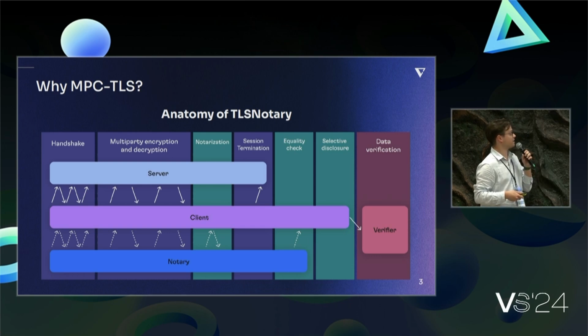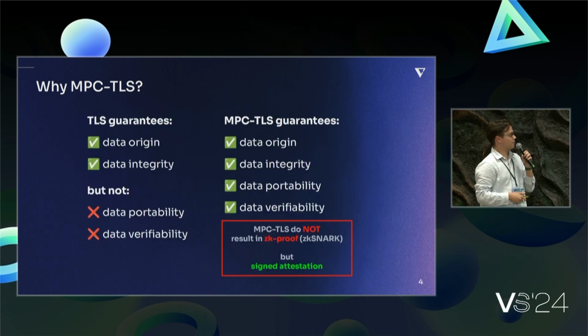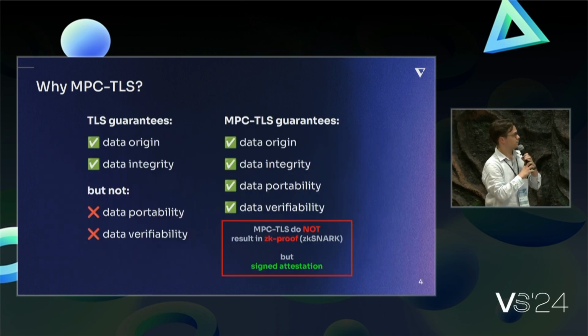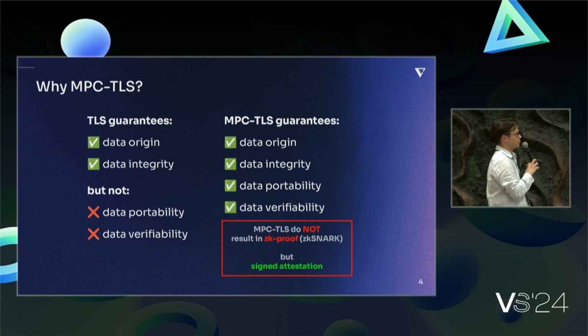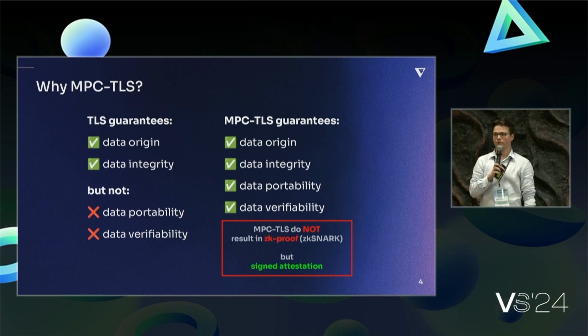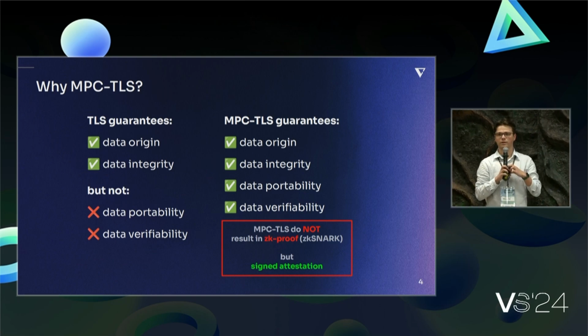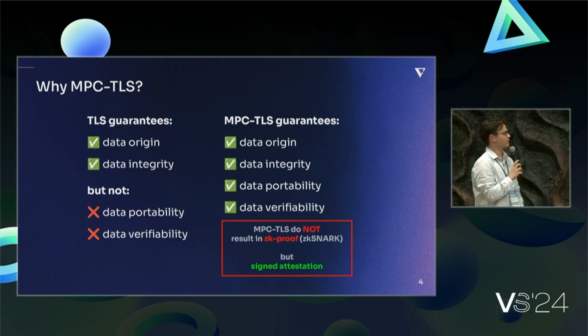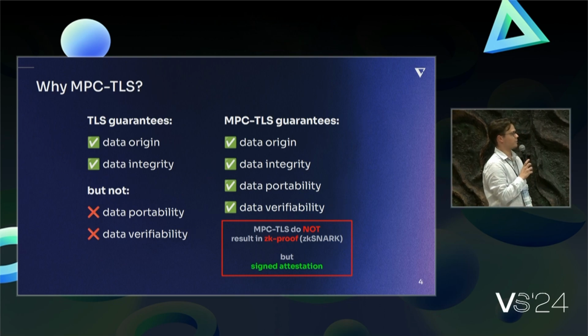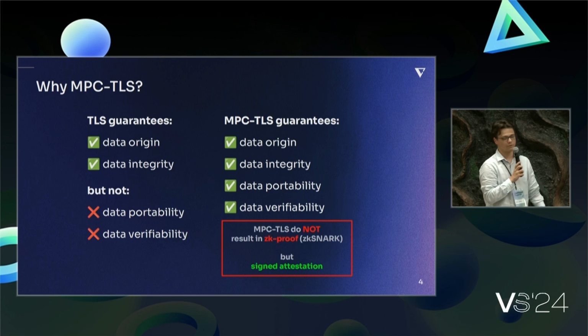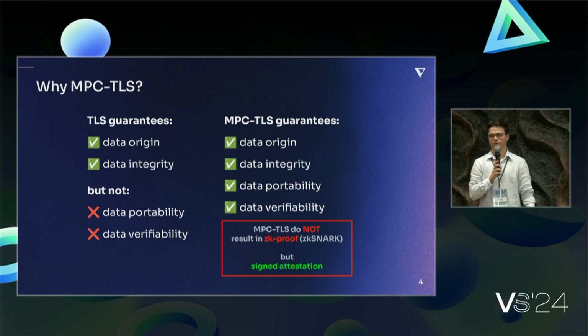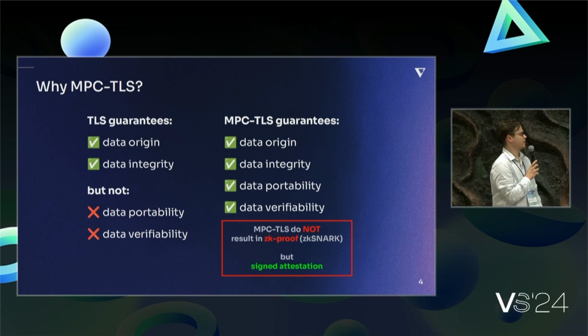So that gives us MPC TLS. One of the examples of such a protocol is the great TLS Notary protocol. So to sum it up, with MPC TLS, we have all the guarantees of the original TLS protocol, but additionally, we got data portability and data verifiability, which are not easy to achieve with TLS.